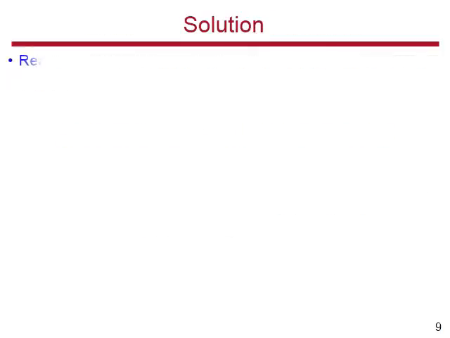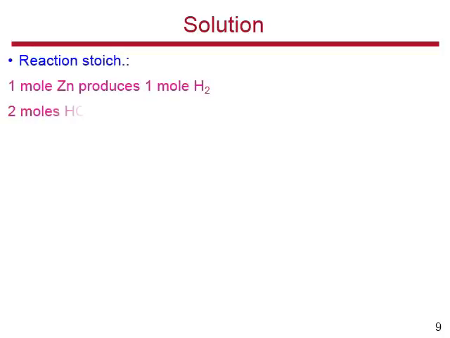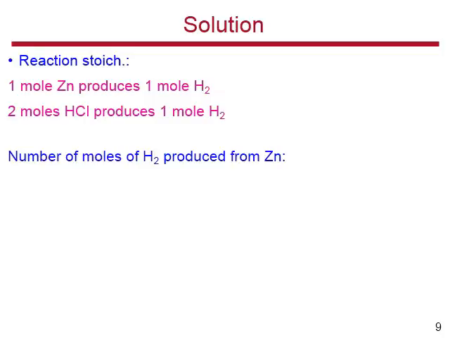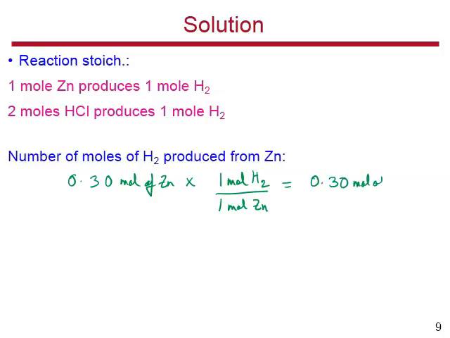From the reaction stoichiometry, we can see that 1 mole of zinc produces 1 mole of hydrogen, whereas 2 moles of HCl produces 1 mole of hydrogen. So now we have to determine how many moles of hydrogen are formed from zinc and HCl. Let's start with zinc. The number of moles of H2 produced from zinc can be calculated by multiplying the number of moles of zinc with the number of moles of hydrogen that are produced from 1 mole of zinc. And if you do the math right, it's going to be 0.30 moles of hydrogen.